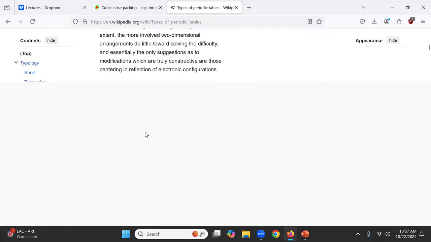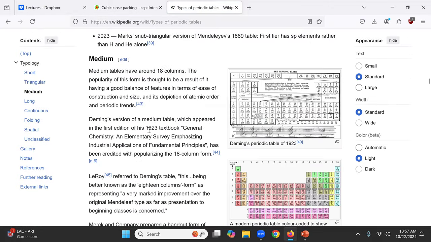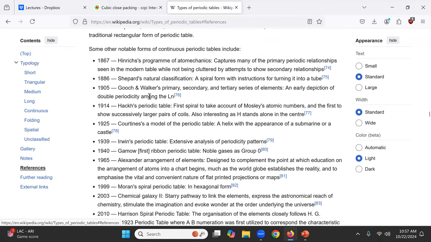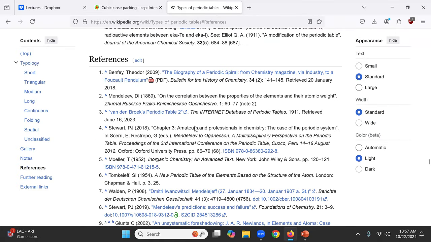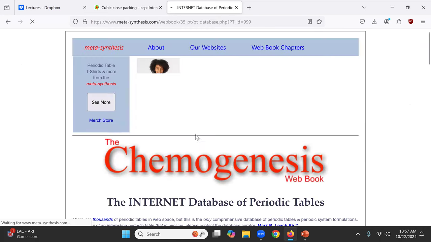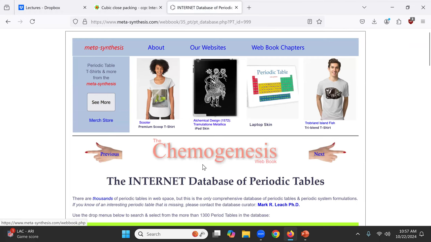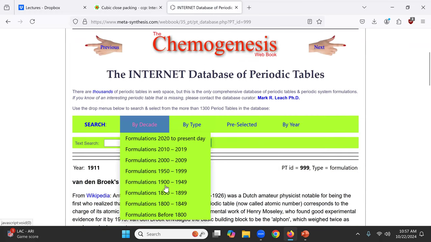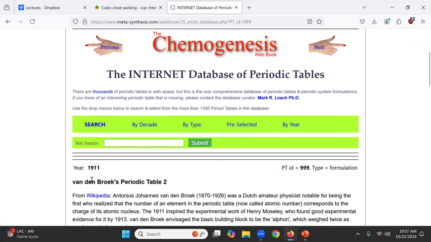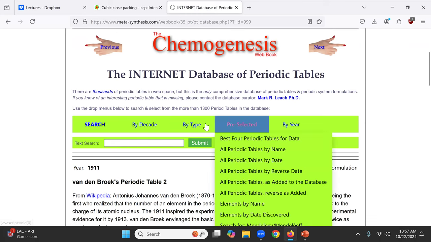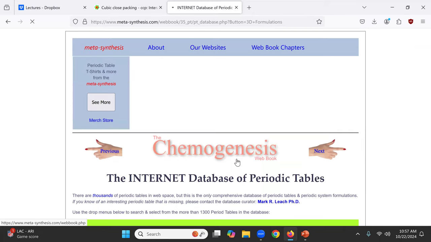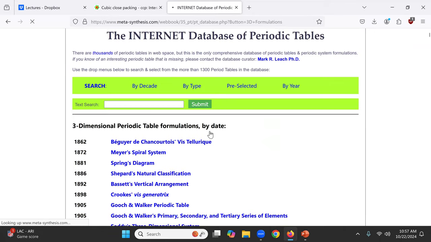So there's types of periodic tables, and from here there's a link to some of these other ones. There it is. Internet Database of Periodic Tables. Chemogenesis Webbook. I can never remember what this one's called, but if you Google alternative periodic tables, it's one of the top ones that shows up. I don't blame you for not remembering that. There's a lot of these. I was actually surprised I could remember ChemTube 3D, because I reference that about twice a year.